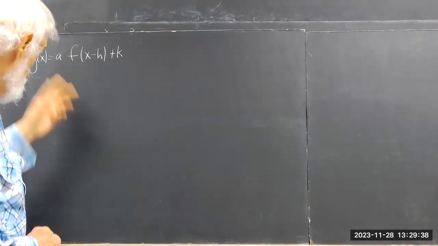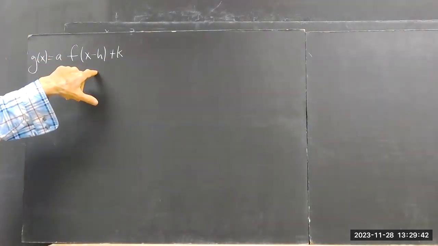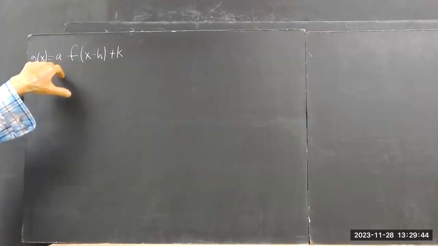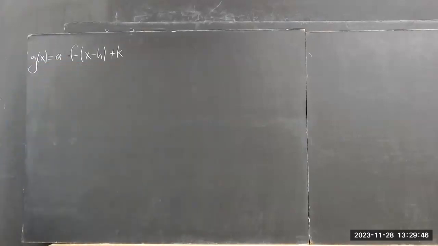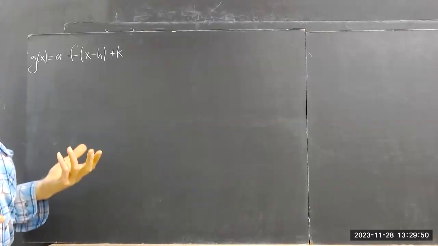First of all, you have to know how to do f of x minus h, and then multiply that by a and add k. So the first thing you have to understand is function notation.